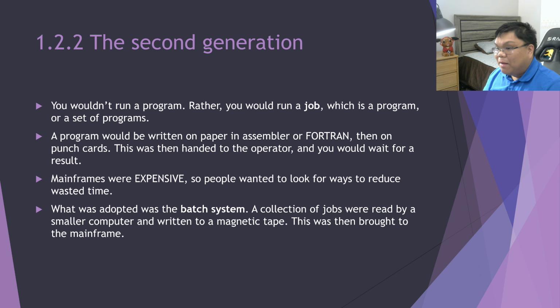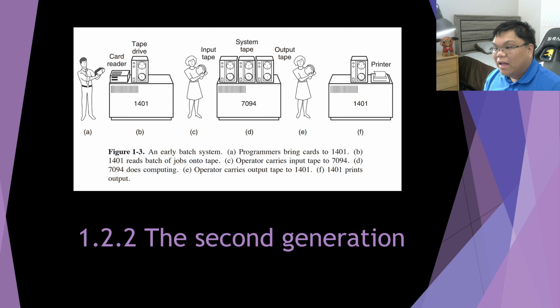The thing about mainframes is they were expensive, so people wanted to find ways to reduce wasted time. There might be several jobs in the queue waiting to be run, and people had to find ways to make it so that the computer was always doing something. I said operating system when I really mean computer, but we're getting into something that modern operating systems would actually do: keep the CPU busy. So we get into what's called a batch system. Programmers would bring cards to a computer.